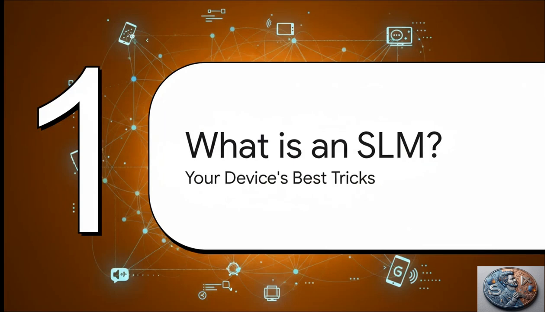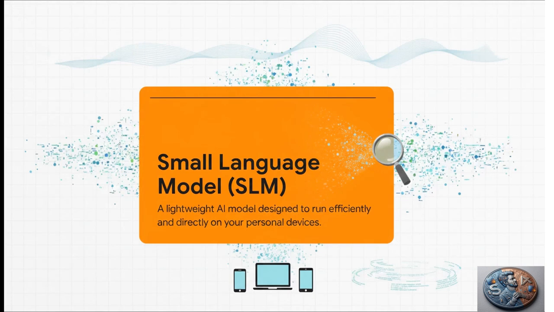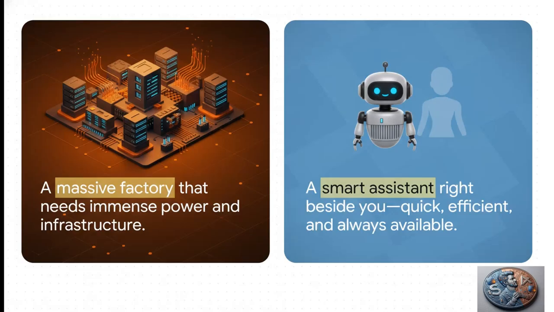And that brings us to the star of today's show, the Small Language Model, or SLM for short. This is the technology that's powering so many of your device's smartest features. So what exactly is an SLM? Well, put simply, it's a lightweight version of those huge AI models you're always hearing about. Think of it like a super compressed, super efficient version of a giant AI cleverly shrunk down to run right there on your phone.